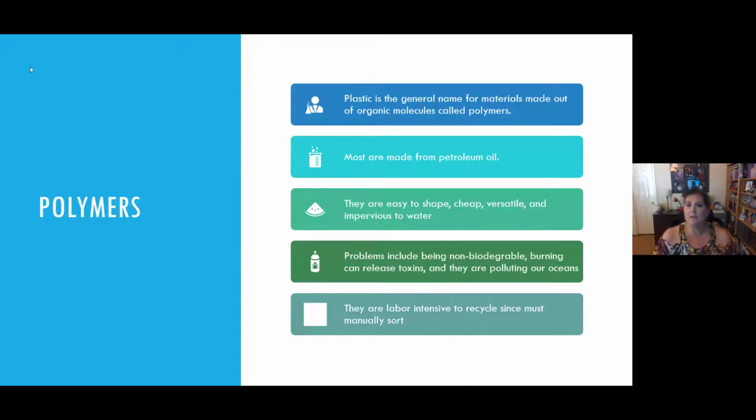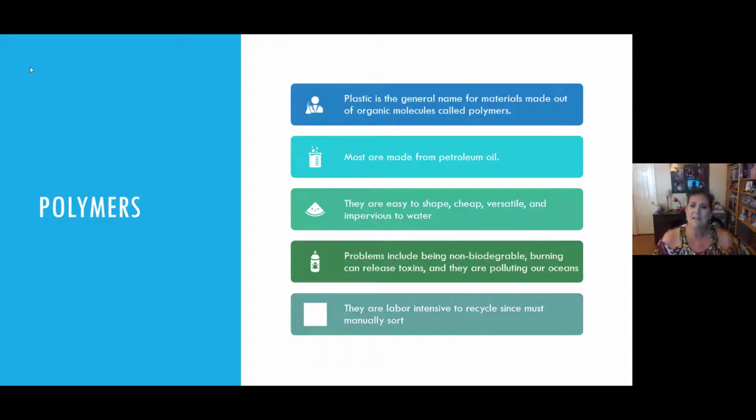Polymers and plastics are really popular because they're easy to shape, they're cheap, they're versatile, and impervious to water, meaning they don't dissolve in water. Problems, however, are that they are non-biodegradable. If you burn them, certain ones release toxins, and right now they are filling up our oceans. We are becoming covered in plastics.